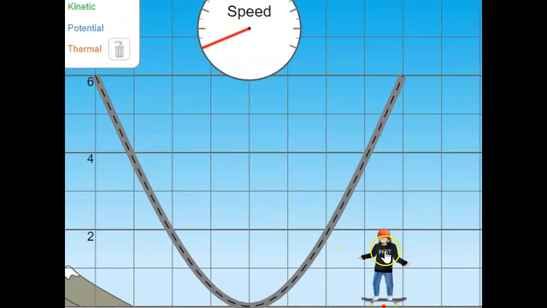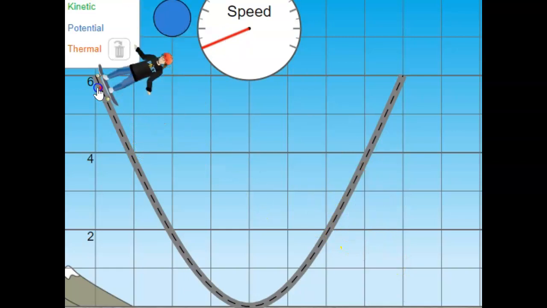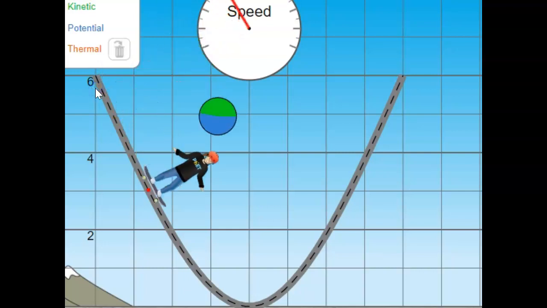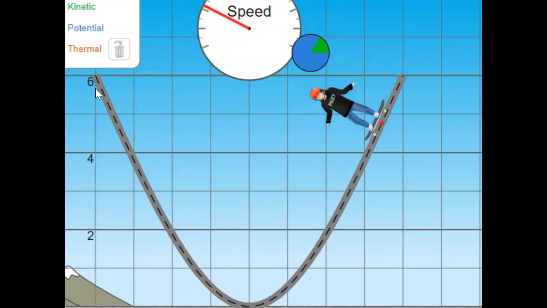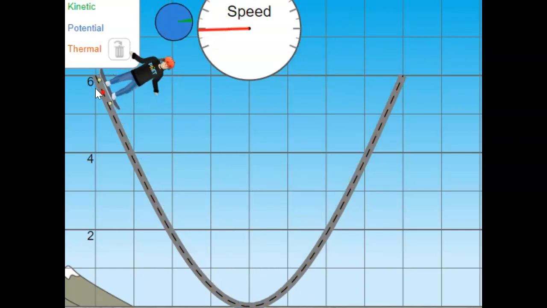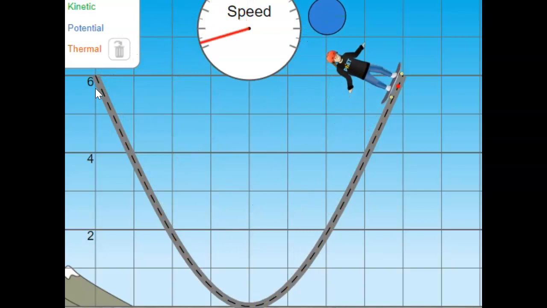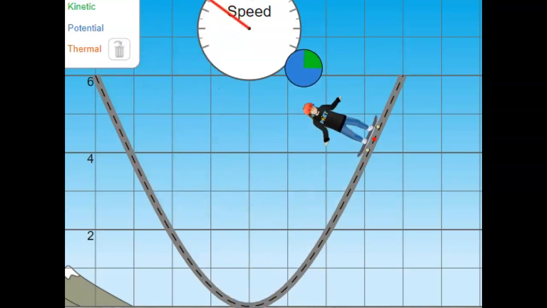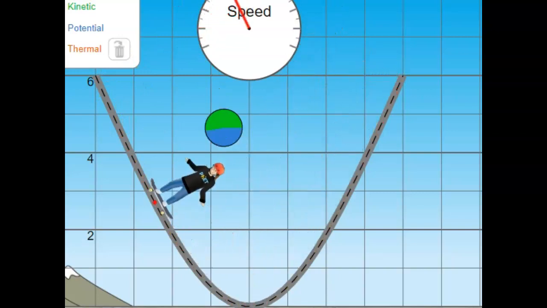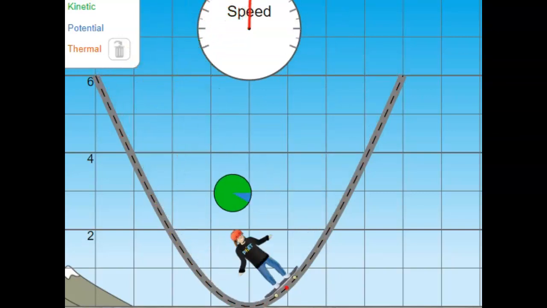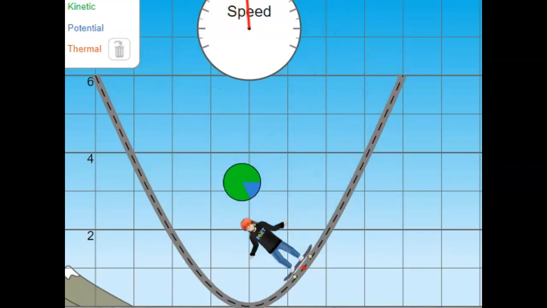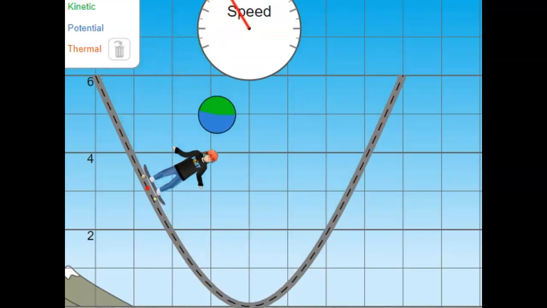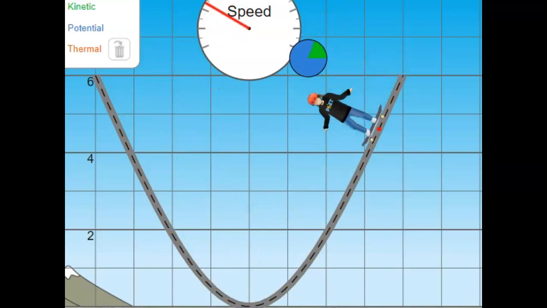Take the skateboarder and put him up on the half pipe, and I'm going to let him go. Because there is no friction in this experiment, you see what's going on. You see the energy is going back and forth between kinetic energy and potential energy. Is the total amount of energy in the system, which is the sum of these at any point in time, changing? No, it's not.